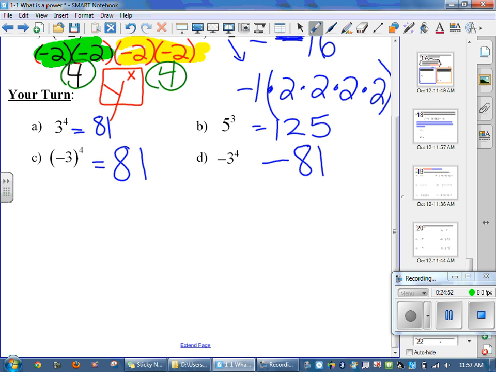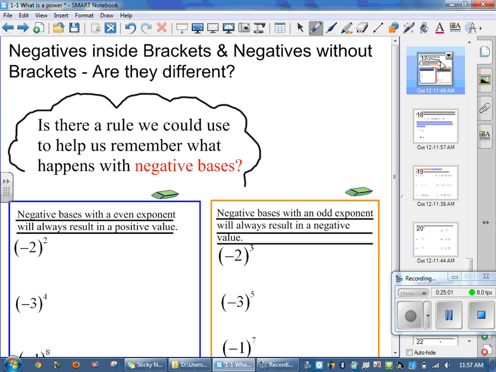Now we're going to go talk about our negatives, and we're going to talk about the rules with our negatives. Okay, now we talk about negatives inside brackets and negatives without brackets. Are they different? Yes, they are. We already discovered that. Is there a rule that can help us? Yes, there is. The first rule says negative bases with an even exponent. So a negative base will always be in brackets if the base is negative. That's what the brackets are telling you. The base is negative. That means the exponent will be outside the brackets.